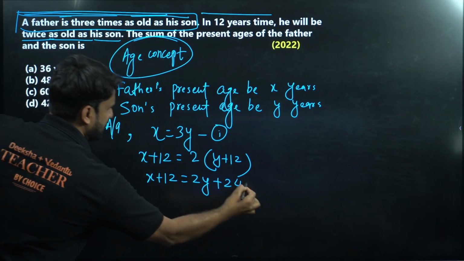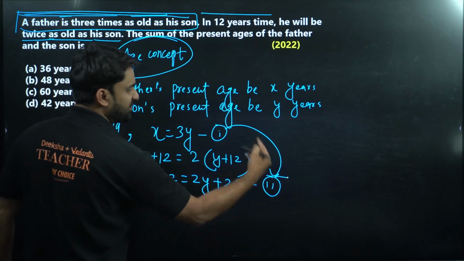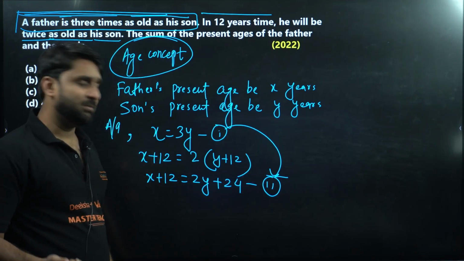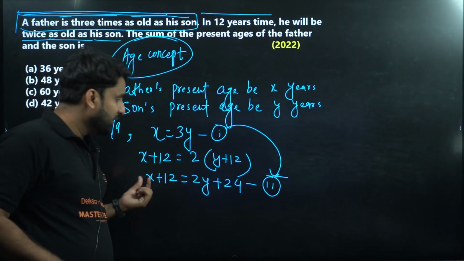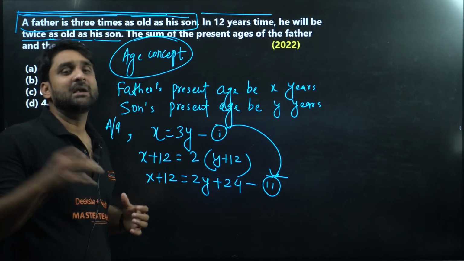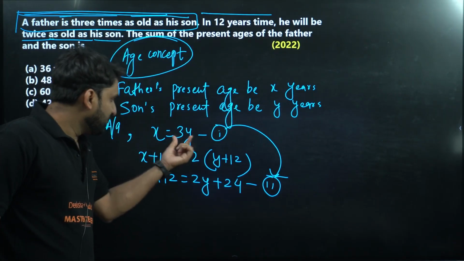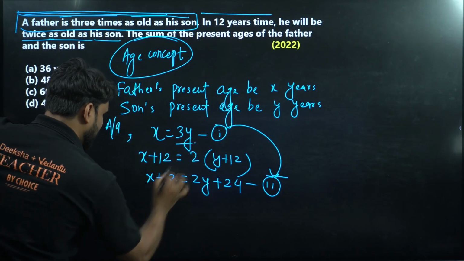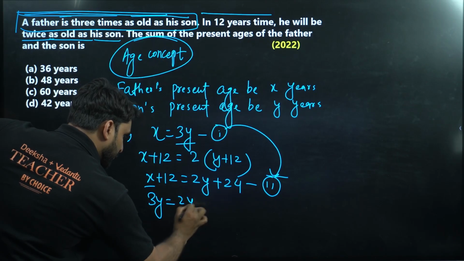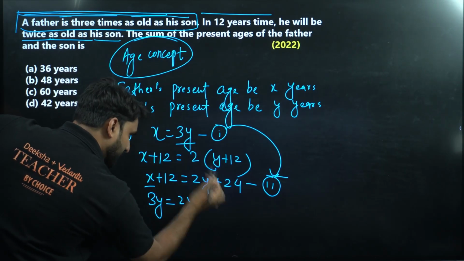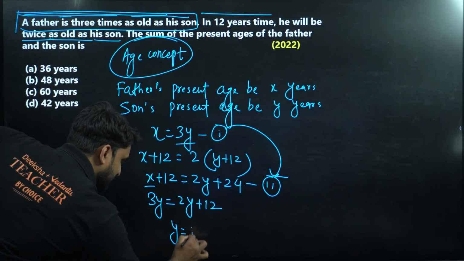Let's say this is equation number 2, and we can substitute. This is called the substitution method. We can substitute equation 1 to make a single variable, because here there are 2 variables X and Y, so we cannot solve. To make a single variable, convert the equation completely in terms of Y or in terms of X, as per your convenience. So X equal to 3Y we can put here. In place of X, 3Y will come. So 3Y plus 12 is equal to 2Y plus 24. 24 minus 12 will be of course 12. So we have Y is equal to 12.